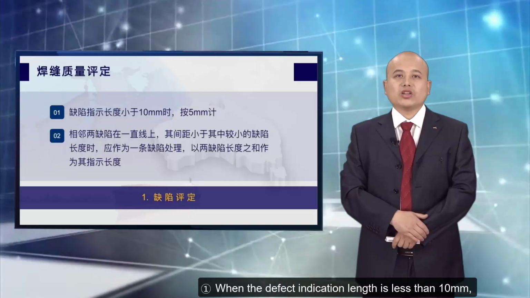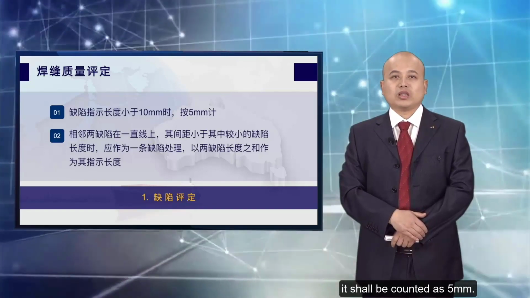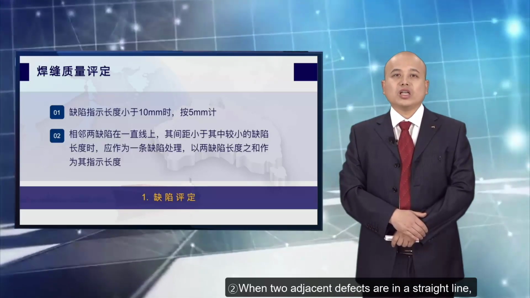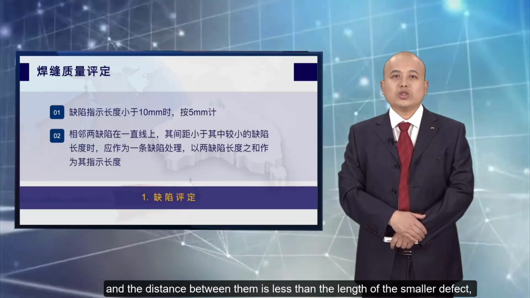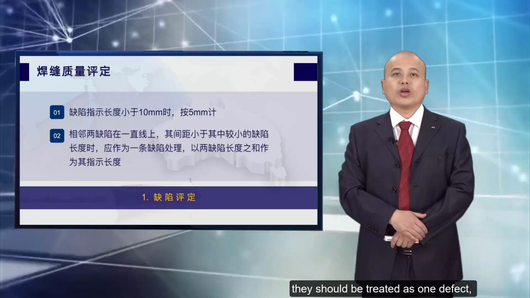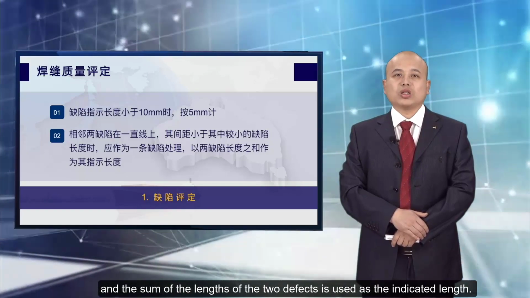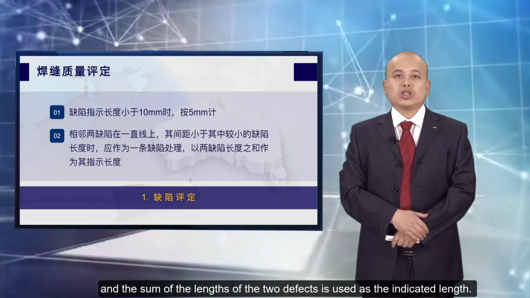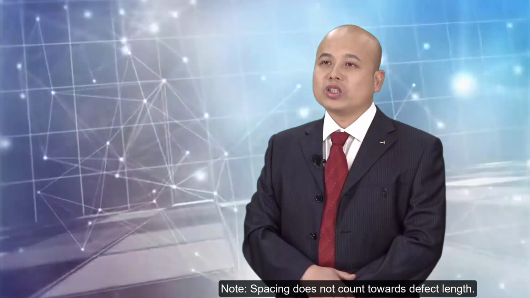1. When the defect indication length is less than 10 mm, it shall be counted as 5 mm. 2. When two adjacent defects are in a straight line, and the distance between them is less than the length of the smaller defect, they should be treated as one defect, and the sum of the lengths of the two defects is used as the indicated length. Note: spacing does not count towards defect length.